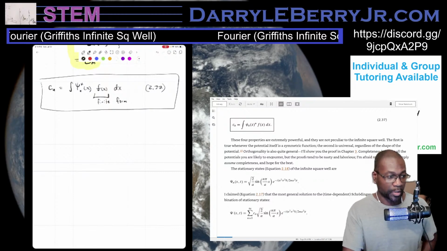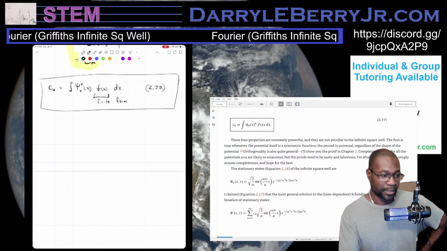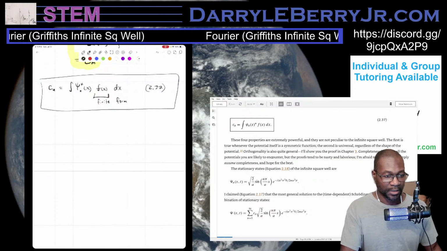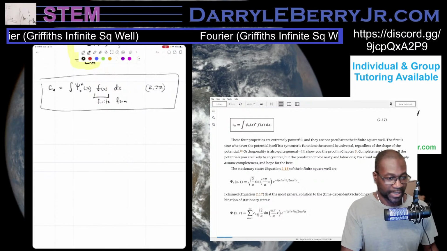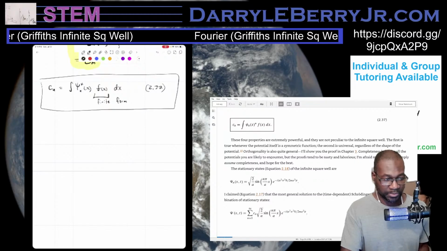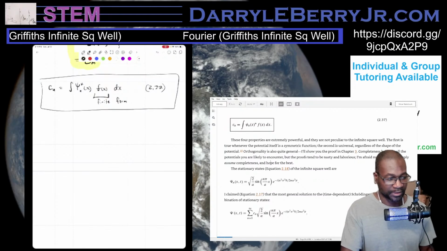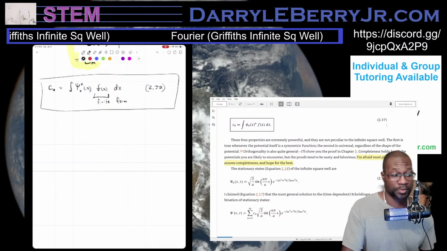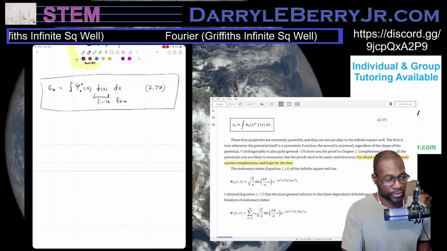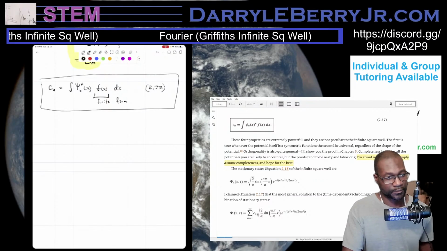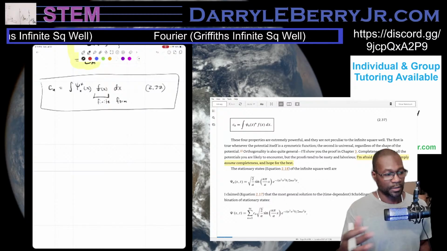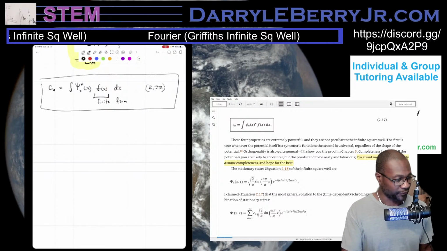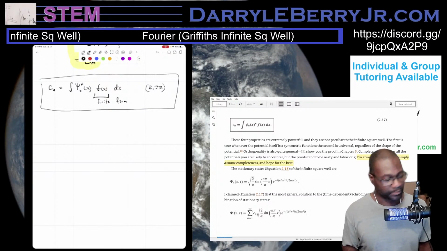Orthogonality, the third one, is also quite general. I'll show you the proof in chapter 3. Completeness holds for all the potentials you're likely to encounter, but the proofs tend to be nasty and laborious. I'm afraid most physicists simply assume completeness and hope for the best. So apparently completeness can usually be assumed because it's often enough. So this seems like it's saying to me.